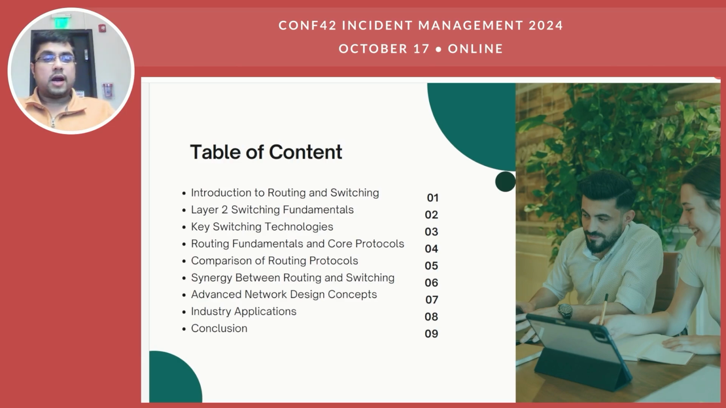Next are the advanced network design concepts that we would like to discuss. The last but not the least is the industry applications, to see where all of these protocols and switching are being widely used. And at the end, we would like to conclude based on the opinion that I would like to share with you guys.